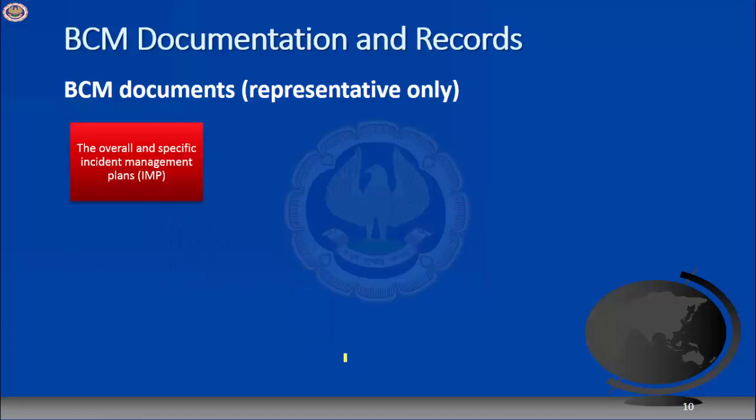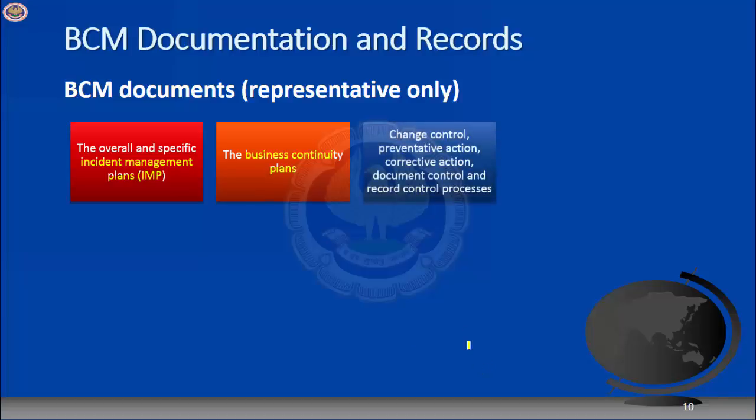The other aspect is we need to look at the incident management plan for the enterprise. What are the different types of incidents which can happen and how they are going to be mitigated. Then you have the business continuity plan itself as prepared by the organization. You also look at the change control mechanism. What are the different types of changes which happen, how are these changes documented, what are the preventative actions or controls which are in place, what are the corrective actions or corrective controls which are in place, what are the documentation controls which are followed within the enterprise, and how are the records managed and controlled within the enterprise.